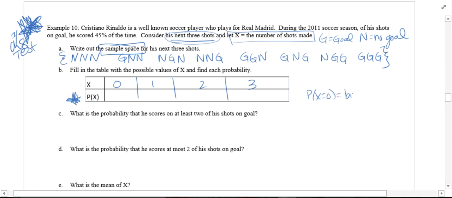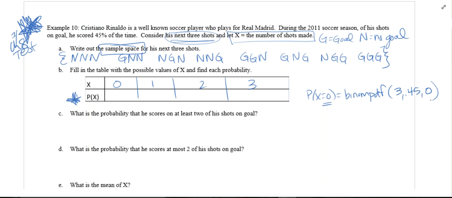So for the first one, probability x equals 0, this is a binomial, and we're doing 1 probability. So binomial PDF, there's 3 shots, 0.45 is the probability, and then this is just what's going to change. So we're going to do 0. What's the probability he makes 0 shots? Go ahead and grab your calculator, get that in there. 3, 0.45, and 0, and make sure you've got PDF here. So you should have 0.166.